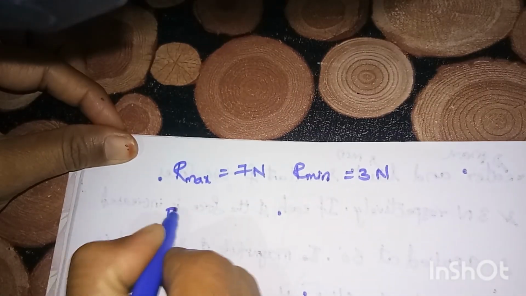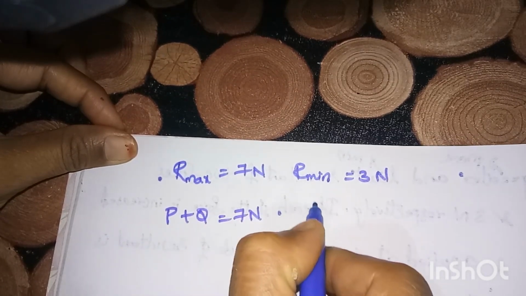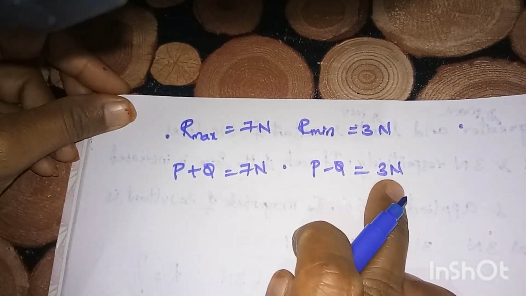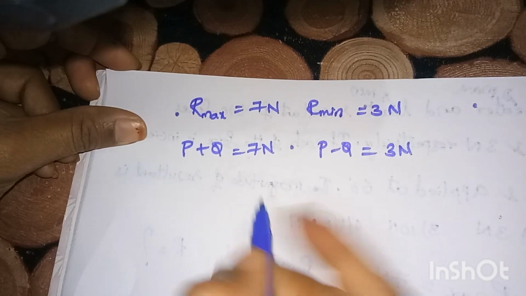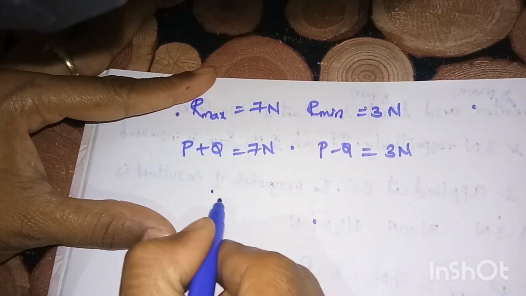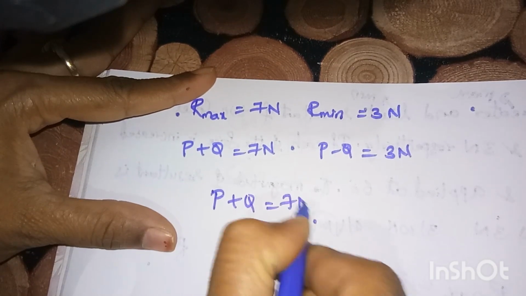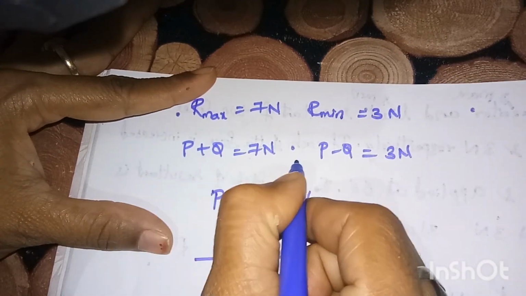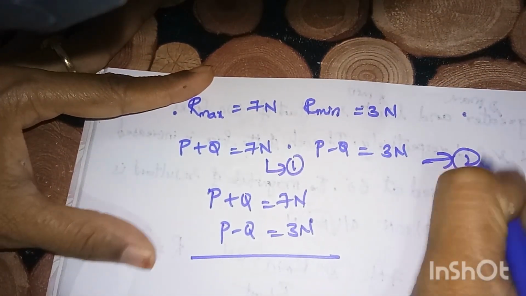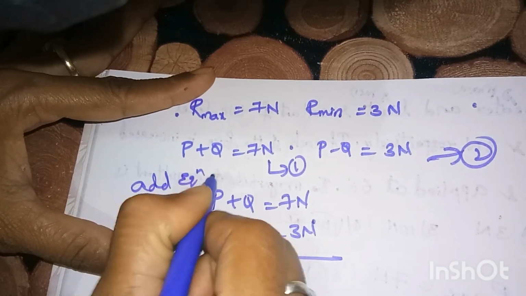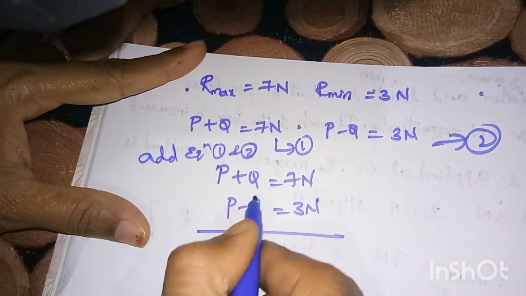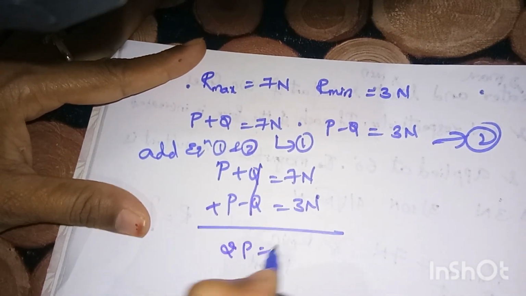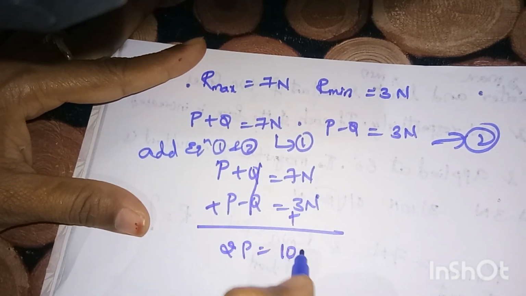So R maximum is P plus Q equal to 7 Newton and R minimum is P minus Q equals 3 Newton. With the help of these terms we are going to find the values of P and Q. So solve these two equations. P plus Q is equal to 7 Newton and P minus Q is equal to 3 Newton. Consider these as equations 1 and 2. Add equation 1 and 2. So plus Q and minus Q will be cancelled. P plus P is 2P is equal to 7 plus 3, which is 10 Newton.